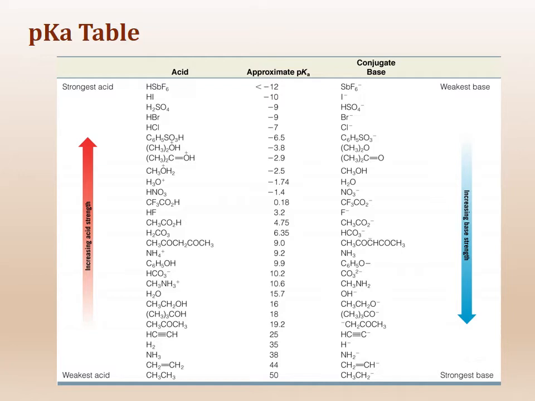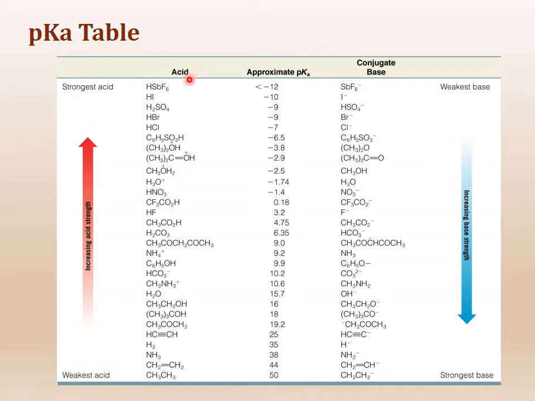Here is a nice table, and you may want to print this out, and I can give this to you in class as well if you want. But this is really one of the best tables that I have found for pKa. And the way it works is that here are your acids. This is the strongest acid. And remember, a strong acid gives you a weak conjugate base.